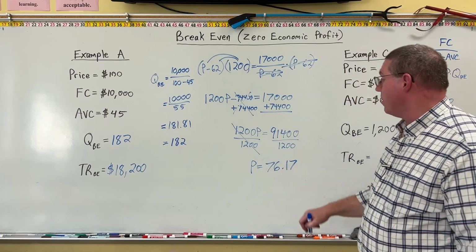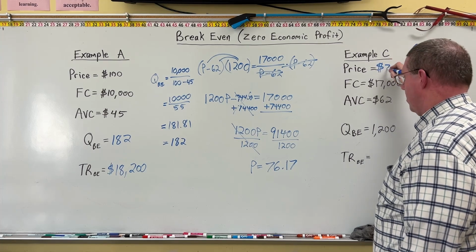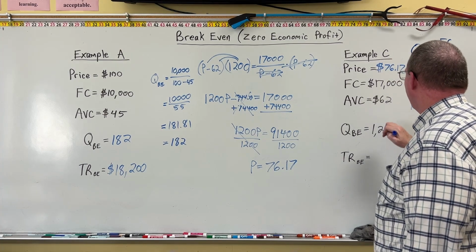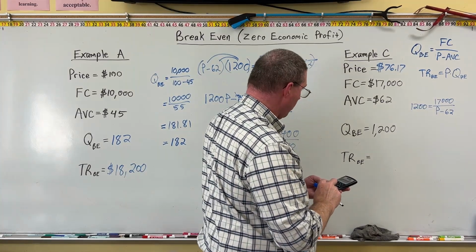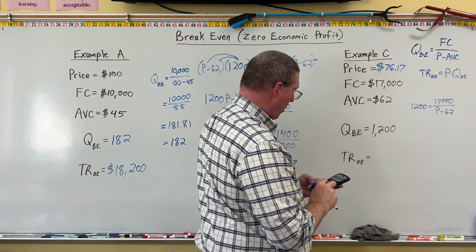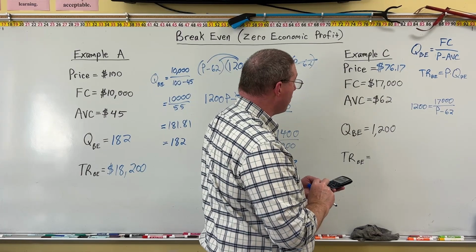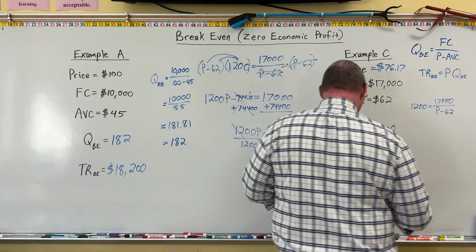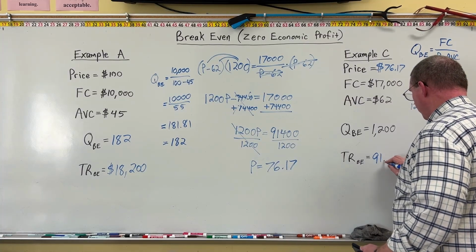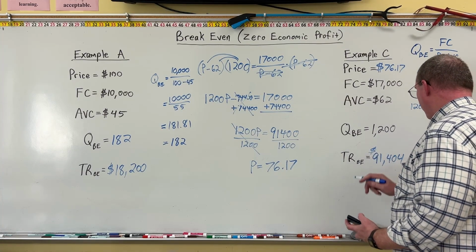So the price is going to be $76.17, and then when we multiply that by the break-even quantity, we'll get the break-even total revenue. So 1,200, the break-even quantity, times the price, 76.17, and that gives us 91,404. 91,404 in total revenue. Okay.